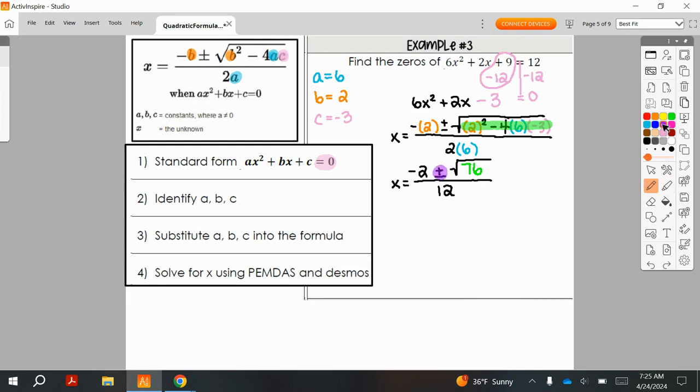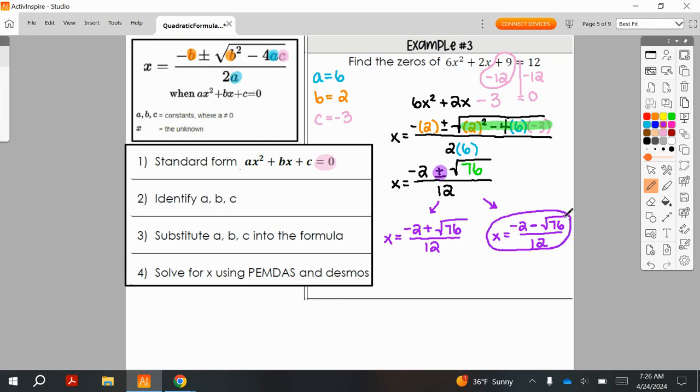So I then go to my next step of the two answers. Well, my first answer here is going to be x equals the negative 2 with the plus option on top of that minus, square root of 76 all over 12. My second answer is going to be x equals negative 2. Now take this subtraction option instead of the plus option of radical 76 all over 12. That's going to be my two answers here.